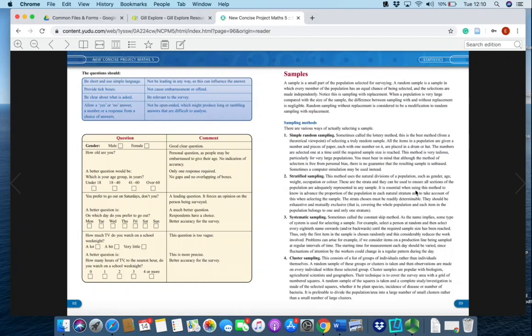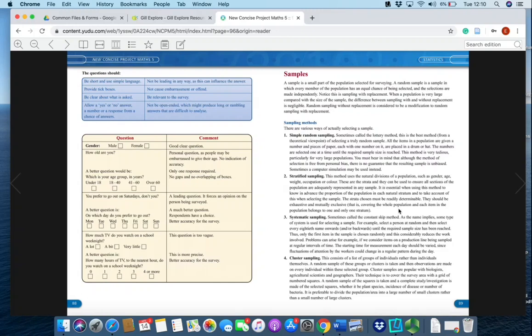Okay, it is essential when using this method to know in advance the proportion of the population in each natural stratum and to take account of this when selecting the sample. So again, a very good way of ensuring that every type of person is representative.